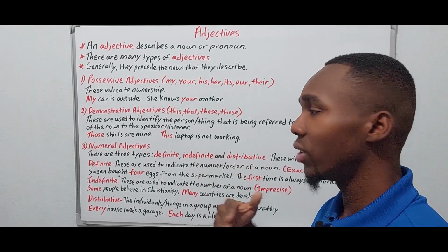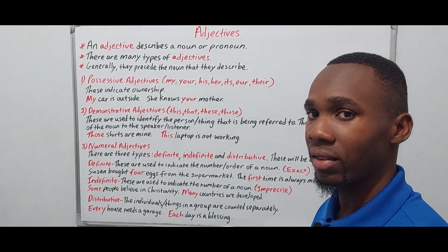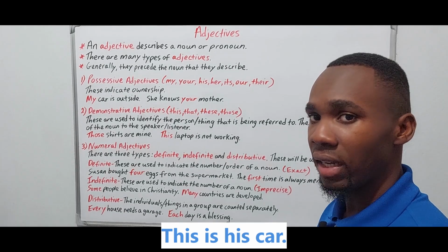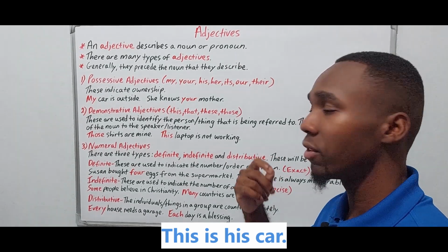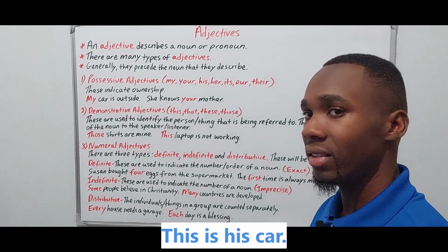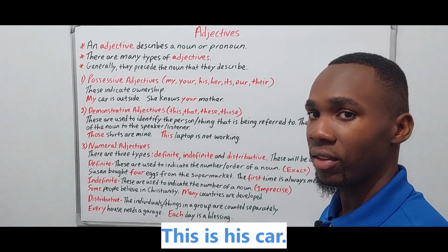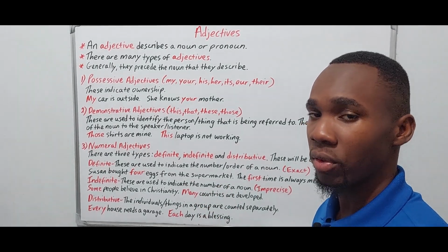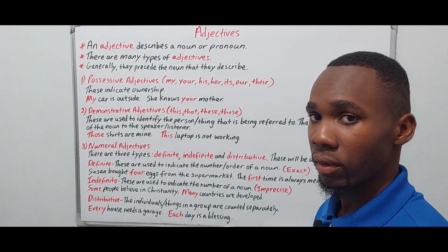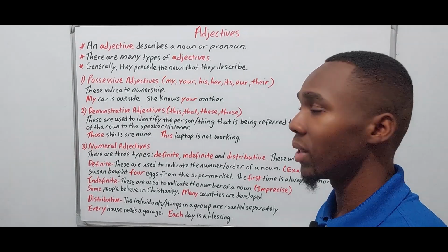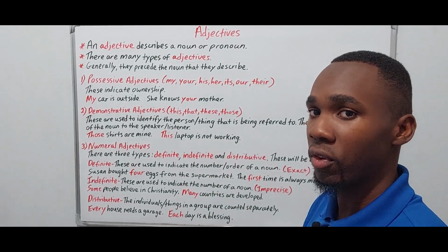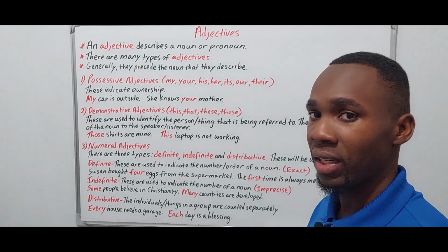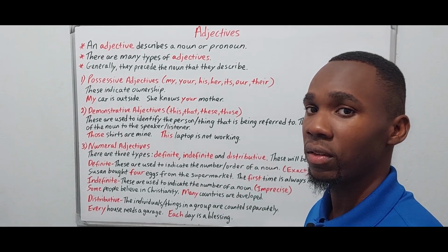But if I wanted to use his as a possessive adjective in that sentence, I would have to say this is his car. The his would have to be placed before the noun, which is car. This is his car. His is a possessive adjective. This is his. His is functioning as a possessive pronoun. So you see the difference, right? So all you have to do is to remember that the possessive adjective must go before the noun, and the possessive pronoun will replace the noun or noun phrase. Okay?